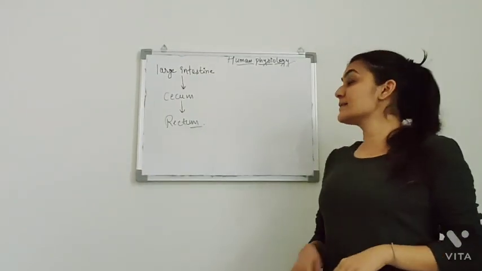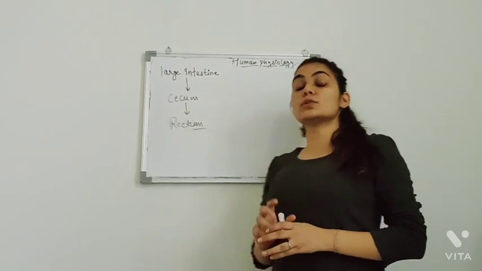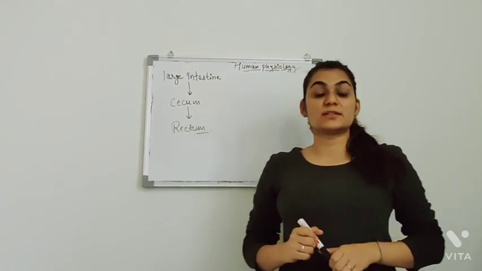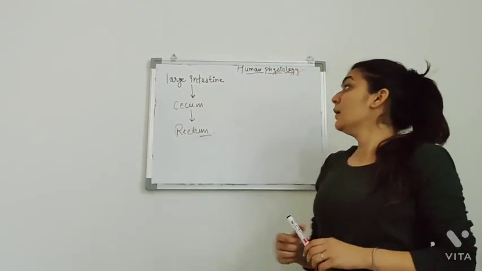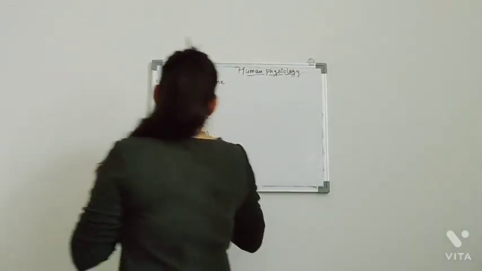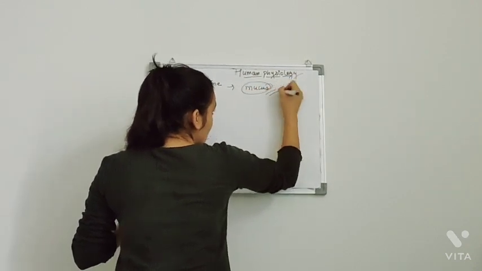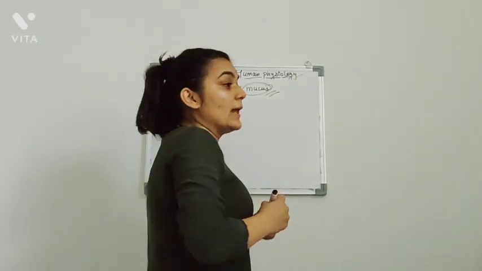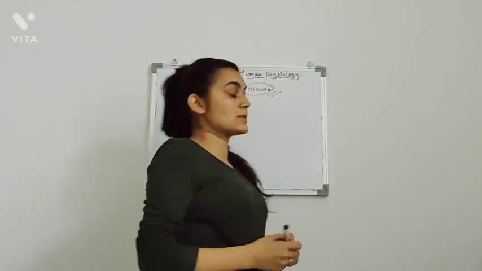Now after the small intestine, the food enters the large intestine. There is no specific digestion occurring in the large intestine. There is only absorption of water and some minerals. After that, there is secretion of mucus in the large intestine. Why? Because it helps in the lubrication of feces for easy passage.